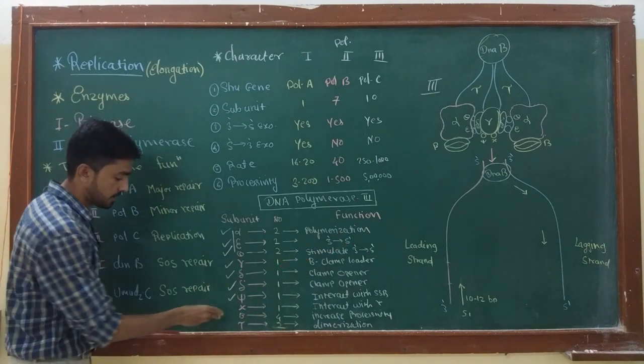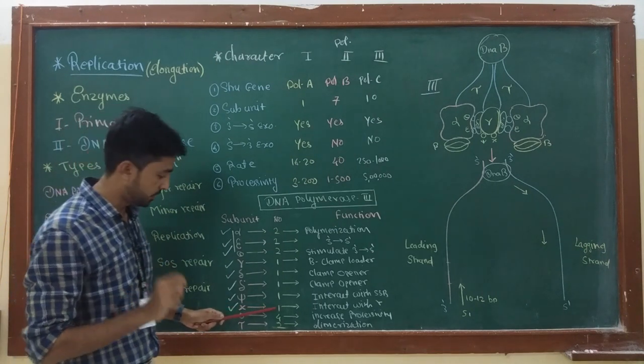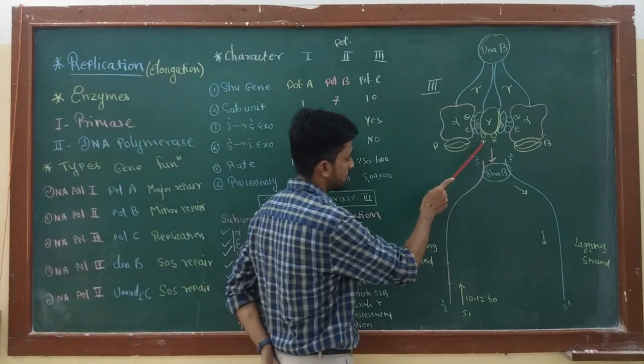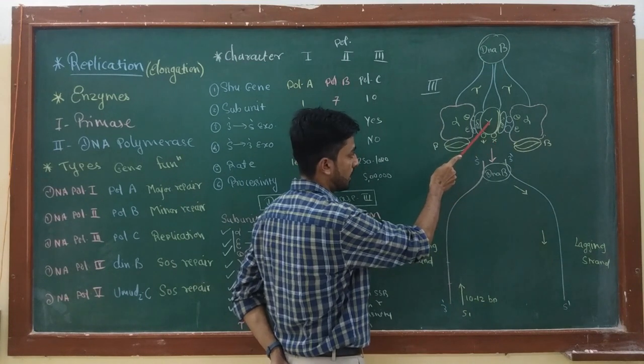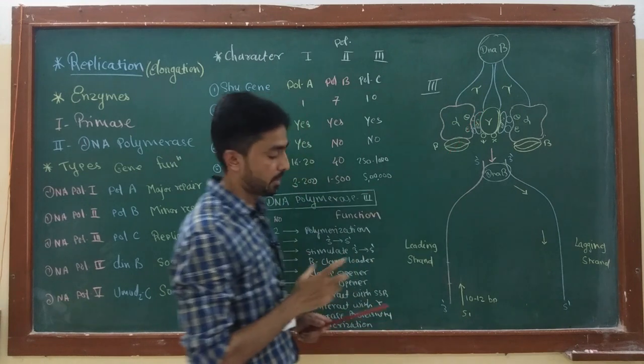The next is chi. This chi subunit is also a single subunit, and it interacts with gamma. Here you can see psi and chi subunit. This chi subunit interacts with the gamma and helps gamma to load the beta clamp.